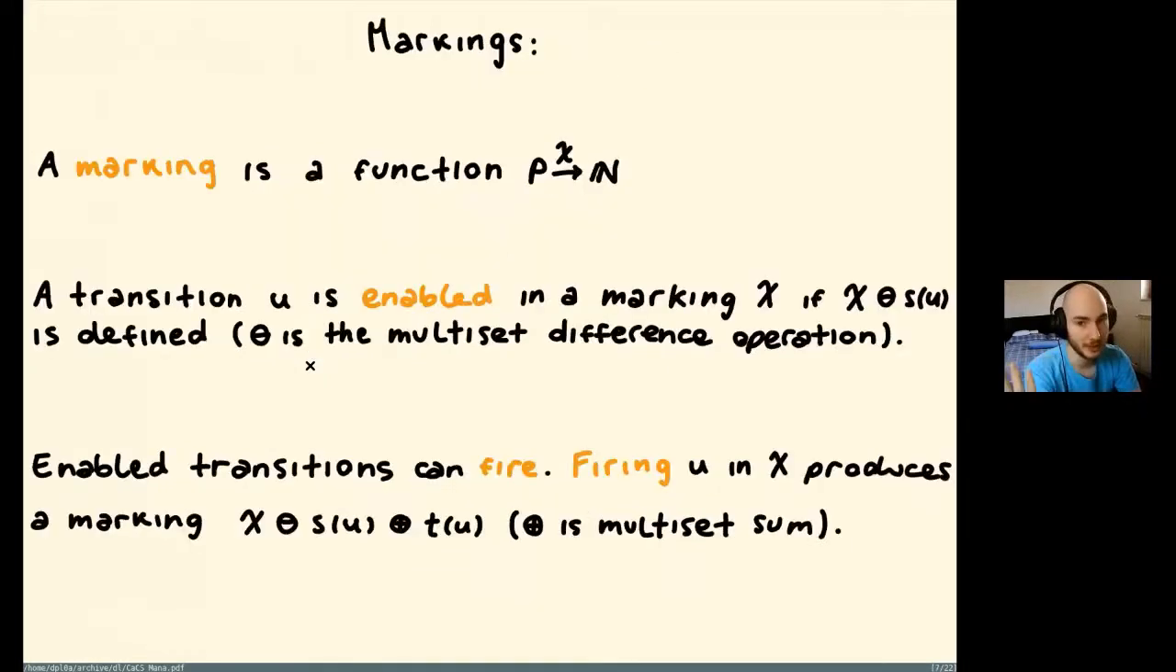So we need to define markings on our nets. And a marking is just a function from P to the set of natural numbers, which stands in for a distribution of tokens in our places. And we'll say that a transition is enabled in a marking if this multiset difference is defined. And an enabled transition can fire in a marking and produce another marking via this formula.